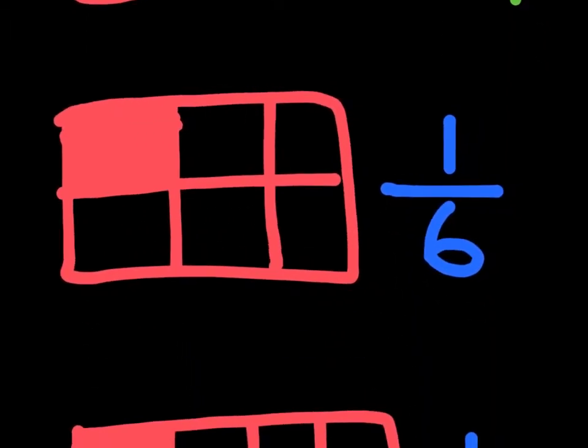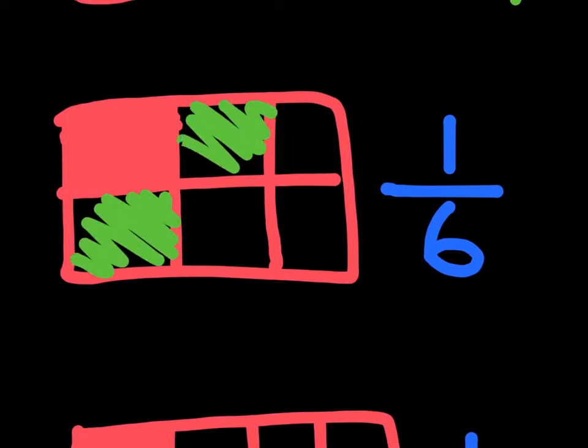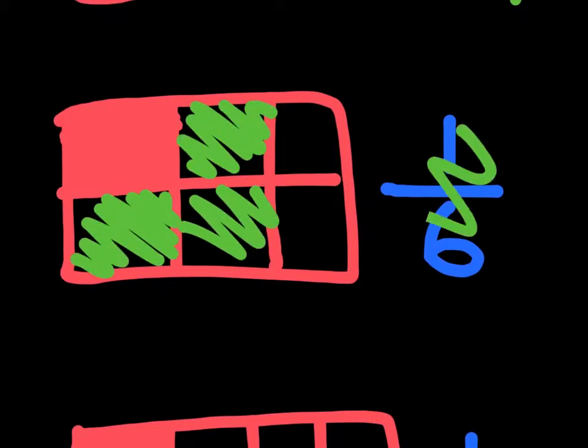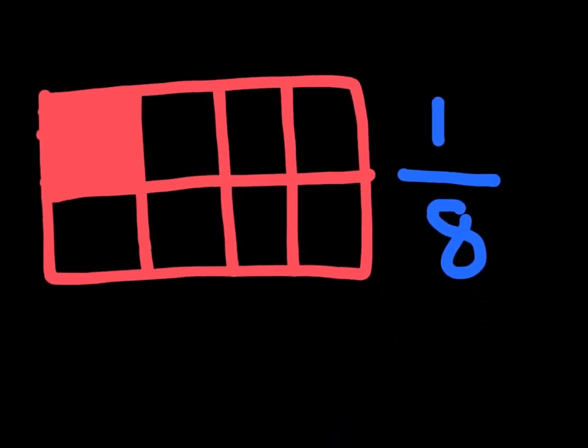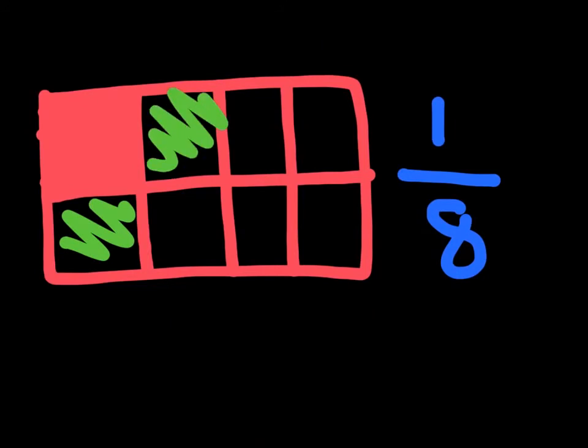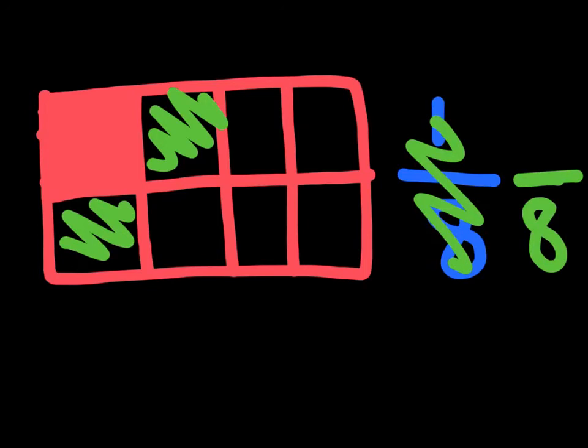Let's say we shaded 3 more of these. We had 6 boxes, and now we've shaded 4. So we can write this as 4/6. Now let's go on to this one. Let's say we shade 2 more of these. Now we had a total of 8 boxes, and we shaded 3. So we can write this as 3/8. That's all this topic is. That's all we have to know for this topic.